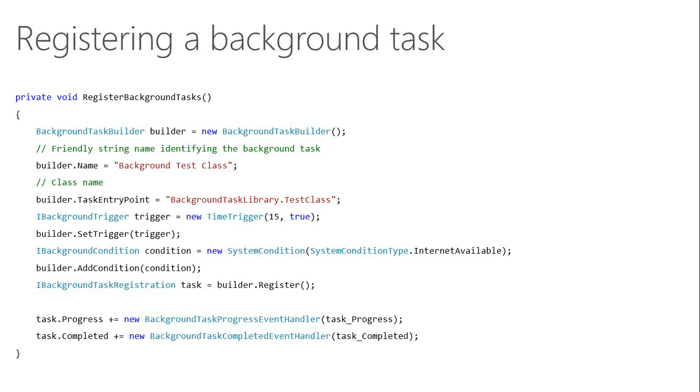If you look at the first line in the method, it is the background task builder. This class is a builder object which asks for the name, the class name, the trigger, the entry point, and the conditions. Also, there are the task progress and task completed handlers. In case you want to show the progress of the background task which is happening, you can do so by using the task progress handler. And if you want to notify the user after the background task is completed, you can do so by using the task completed handler. So this is how you register for a background task.